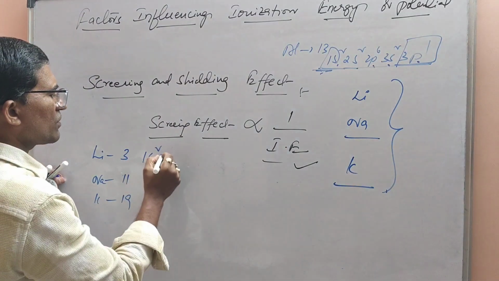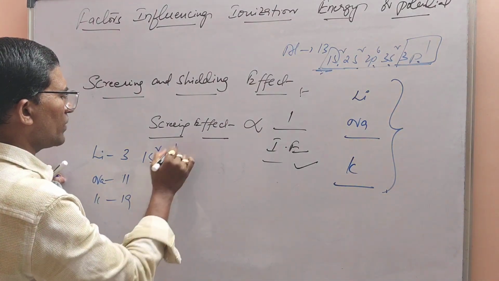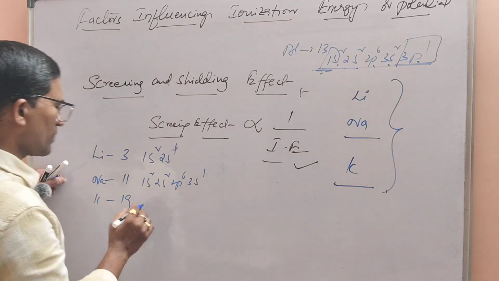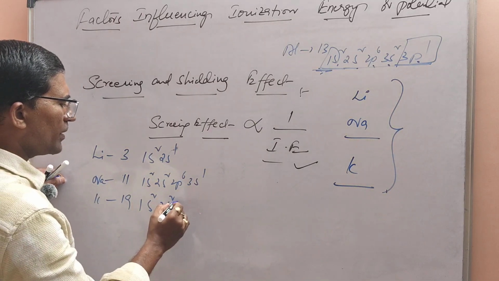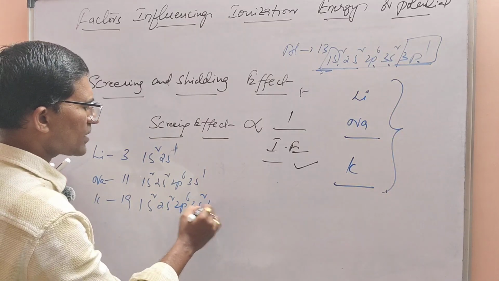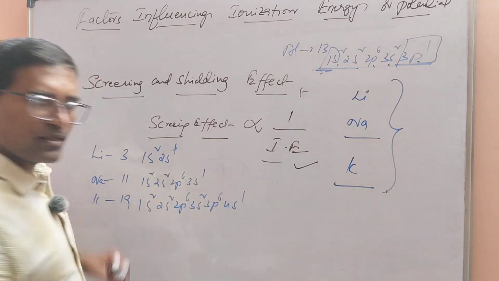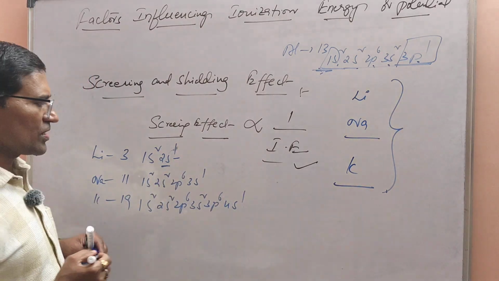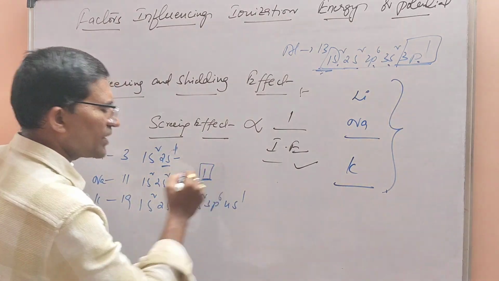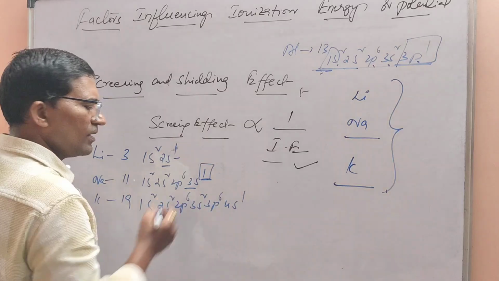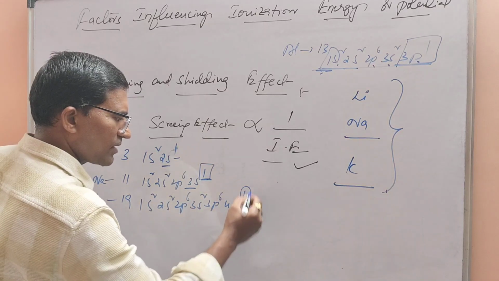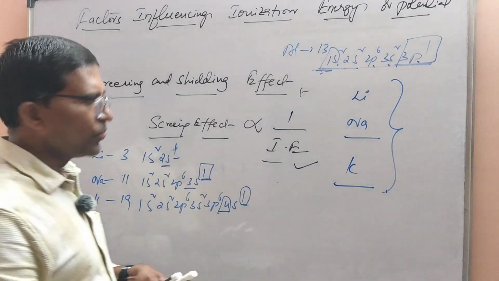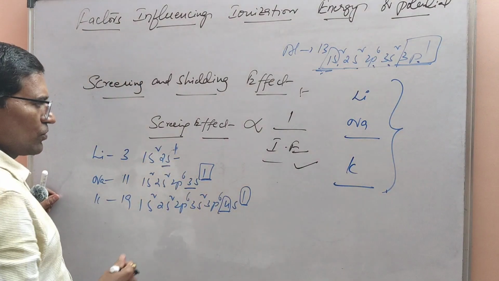If I write the configuration: for lithium 1s2, 2s1. Here it is 1s2, 2s2, 2p6, 3s1. Here it is 1s2, 2s2, 2p6, 3s2, 3p6, 4s1. Understood? So in this case, the last electron is in which shell? Second shell. In this case, the differentiating electron, the last electron, is in what shell? Third shell. In this case, the last electron is in which shell? Fourth shell. Now, I will show you by drawing the shells also.